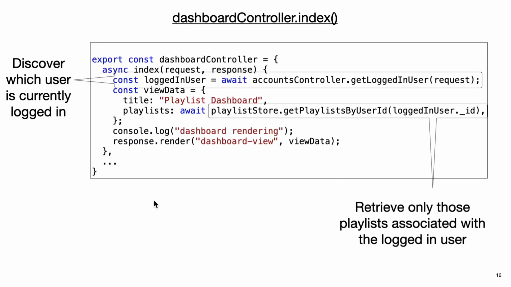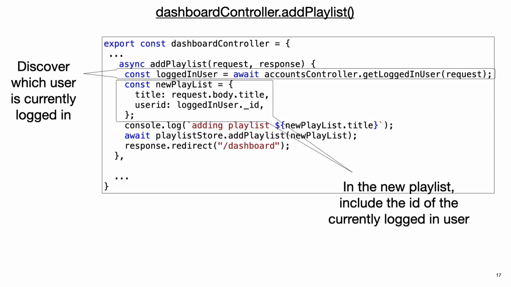And this takes us back then to how do we use sessions. We call this method get logged in user, passing the request, and the login user will have an ID field, and we use that when we are retrieving information from the store. Similarly, when we're adding a playlist, again, we can find out who's logged in and use that ID when we're creating a new object.